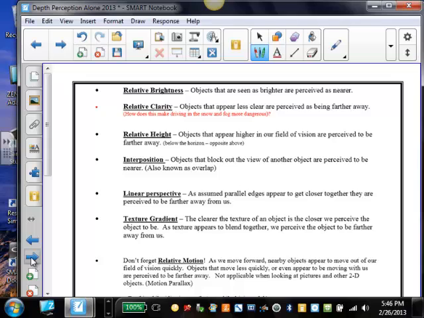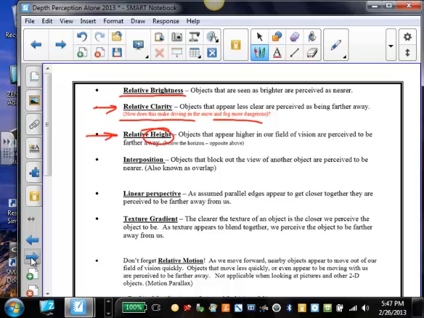Relative brightness refers to the perception that closer objects tend to reflect more light to our retina. So as objects are brighter, they tend to be perceived as nearer than objects that are less bright. Relative clarity is kind of an atmospheric principle, so it doesn't work in a classroom maybe, but when you're looking out over a great distance, objects that appear less clear are perceived to be farther away from us than objects that are clear, which might make driving in the fog a little bit more dangerous because we might think we're farther away from brake lights than we really are.